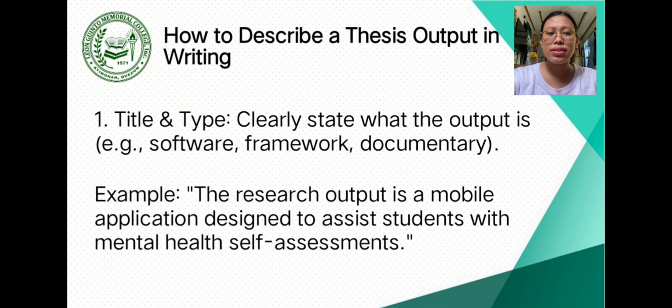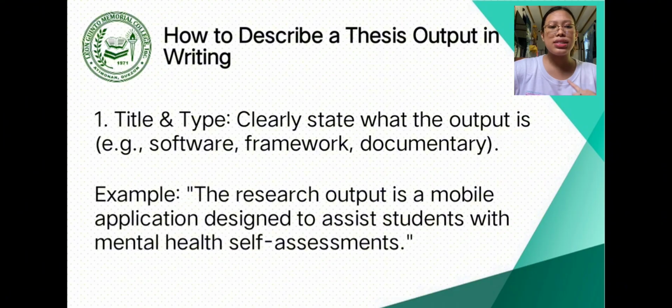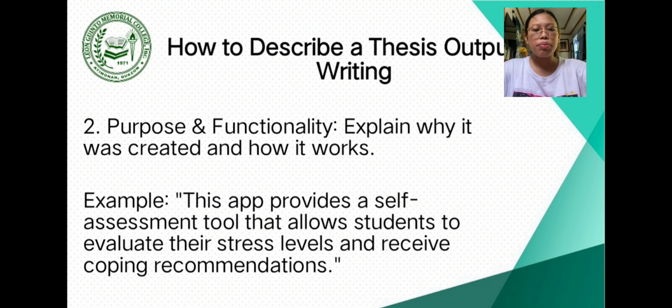The next is how to describe a thesis output in writing. Number 1, we have the title and the type. Clearly state what the output is, for example, a software, framework, or a documentary. For example, the research output is a mobile application designed to assist students in mental health self-assessment. Number 2 is the purpose and the functionality. It explains why it was created and how it works.